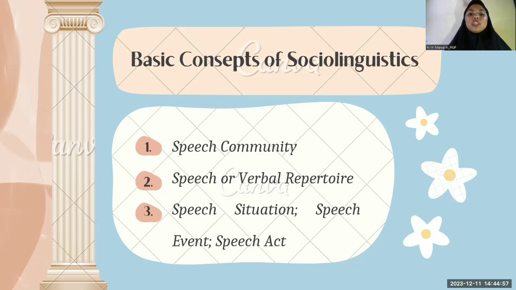The speech situation refers to the broader context in which speech occurs. It encompasses factors like the setting, the participants involved, their relationships, the topics of conversation, and the culture or social norms influencing the interaction. For instance, a speech situation could be a casual conversation among friends at a cafe or a formal business meeting. And the next is speech event.